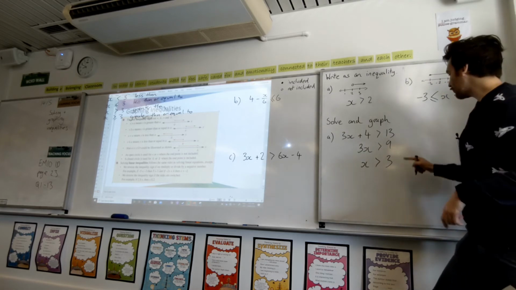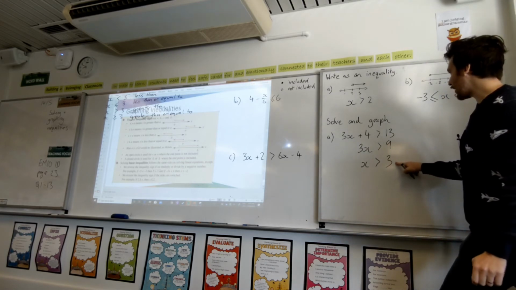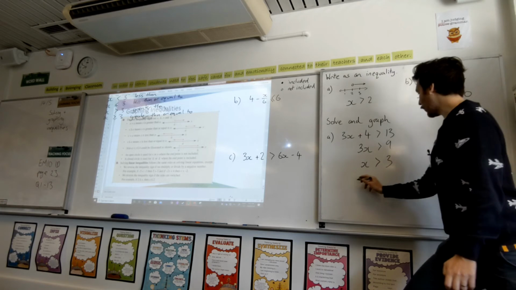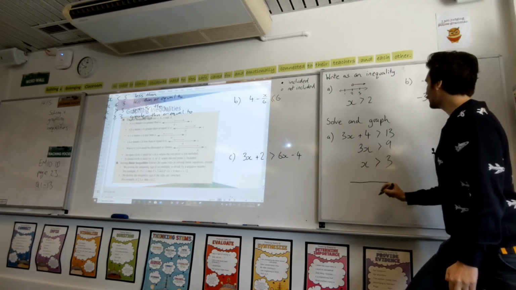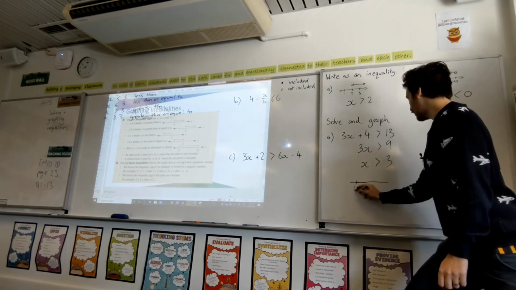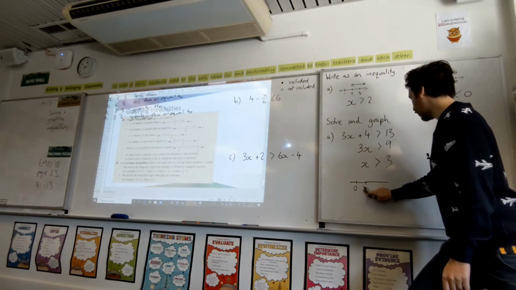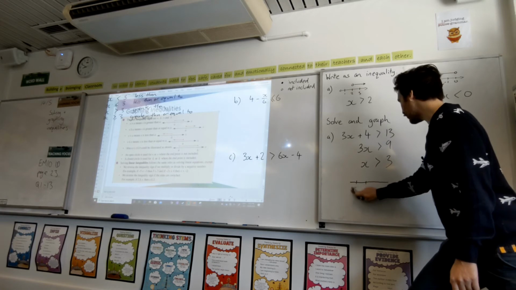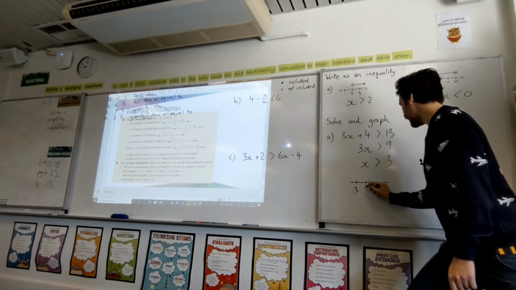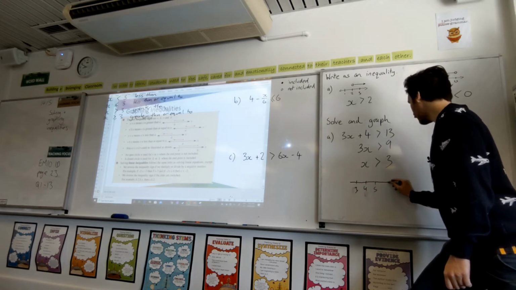So that's part 1. So I've got my value for x, I know it's greater than 3, but I need to graph it as well. So you can draw yourself a nice little scale like that. I'm probably just going to start off on 3, to be honest. Let's go 3, 4, 5, that would probably do it.